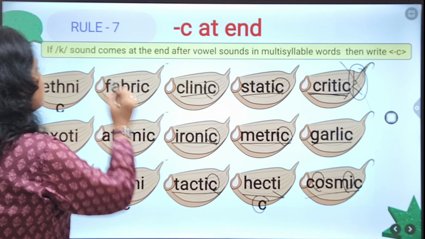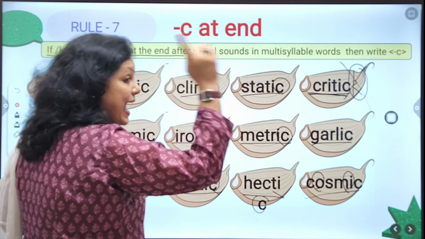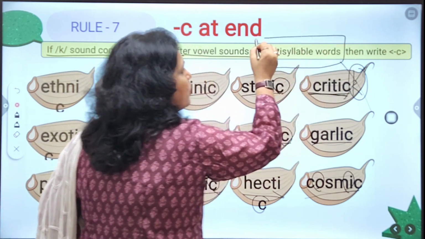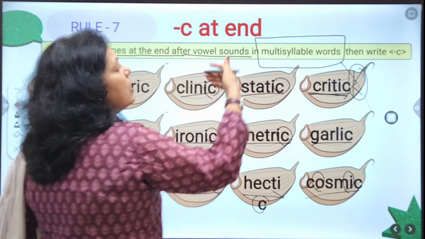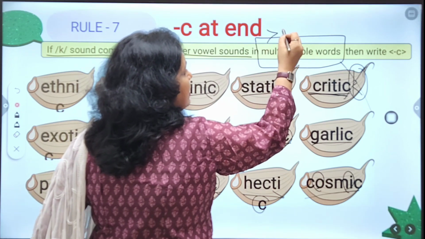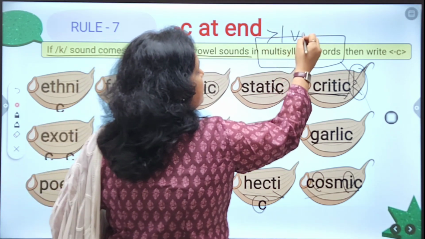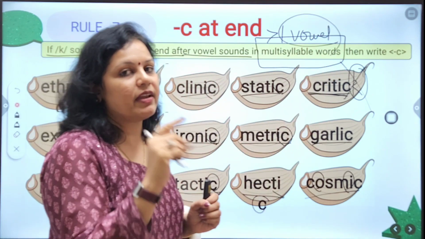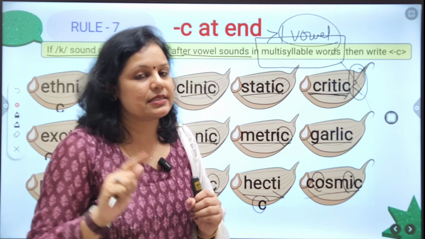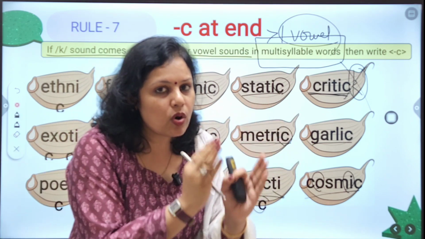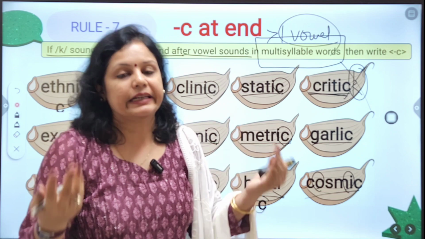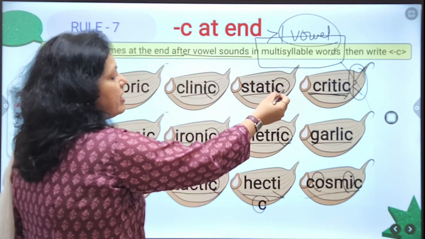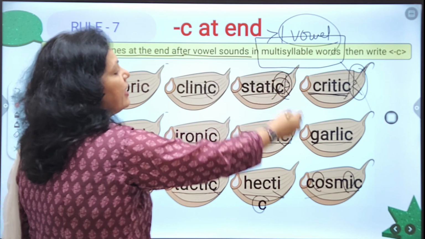So what is the rule? The rule says: if the K sound comes at the end after the vowel sounds in a multi-syllable word. Now what is a multi-syllable word? A word which is having greater than one vowel sound. Greater than one means 2, 3, 4 or something like that. Those parts which are having one vowel sound are known as syllables. And if a word is having more than one syllable, it is called a di- or multisyllabic word. So in a multisyllabic word, we never write CK at the end.